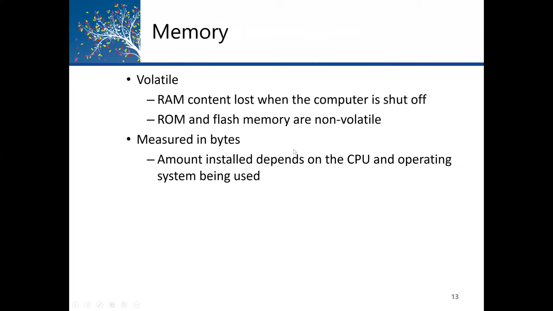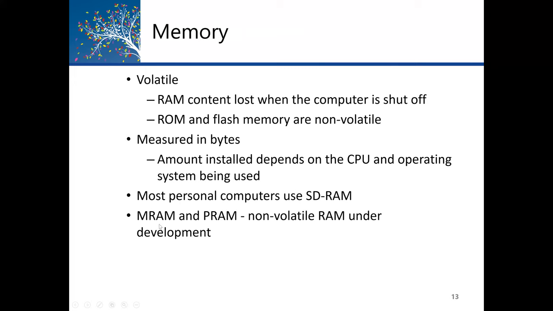So for example, if we want to know the size of a memory, we will say the size of a memory is 1 gigabyte, which means 1 billion bytes. It can hold up to a billion characters, symbols, etc. So here we say the amount stored depends on the CPU and also depends on the operating system being used. So most, again, personal computers use the SDRAM. And we also have the MRAM and PRAM, which are non-volatile RAM under development and in the research process.